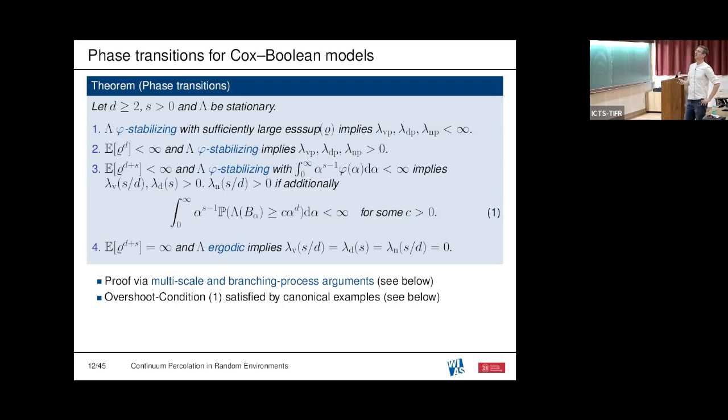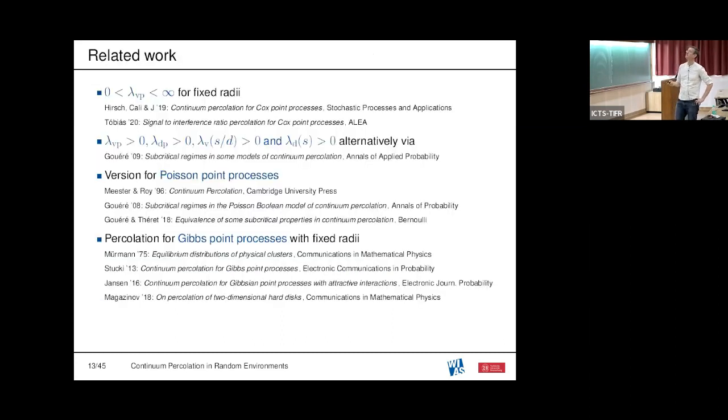So maybe later I say a few things about the proof. It's a multi-scale argument for item 2 and 3. The overshoot condition is easily verified for many examples. Some related work. So we started out with the fixed radii in this paper, and only for the volume, not for the diameter, not for the number of points.